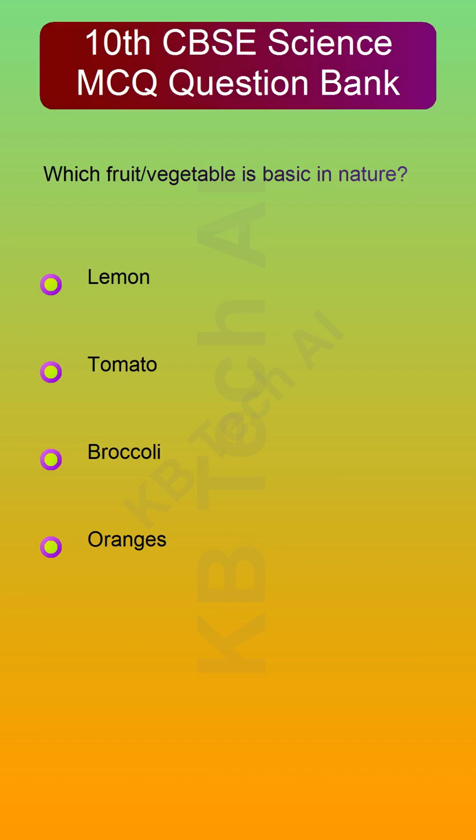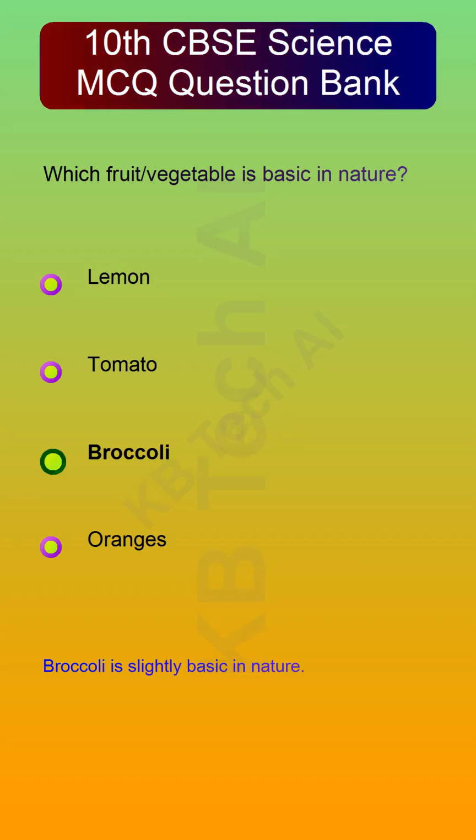Which fruit or vegetable is basic in nature? Option 1, lemon. Option 2, tomato. Option 3, broccoli. Option 4, oranges. The answer is option 3, broccoli.